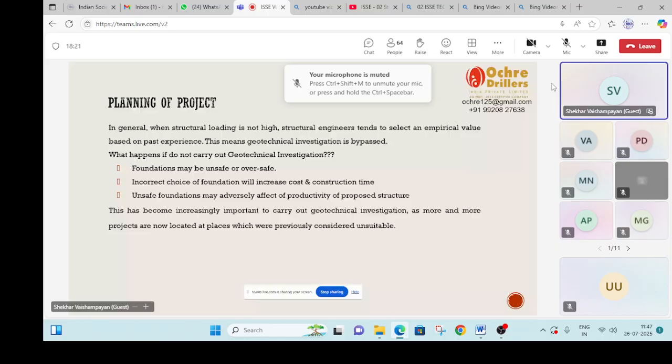In such case, supposing I want to start a school and I have a deadline or I want a timeline that I want to start a school before June of next year. Then if the foundation itself is incorrect, then my time will go forward. So the productivity of the proposed structure, occupation of school, occupation of hotel, occupation of starting of the mall or starting of the factory, all of them will go beyond planned timeline.